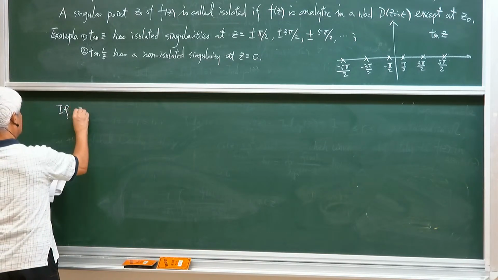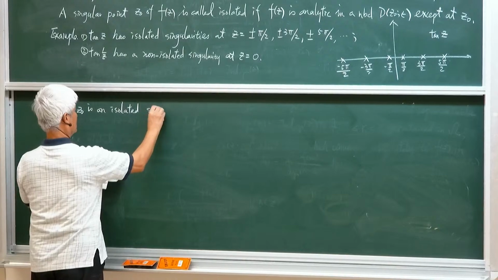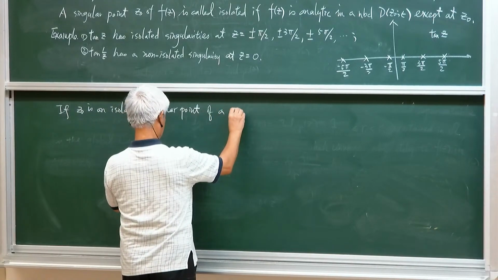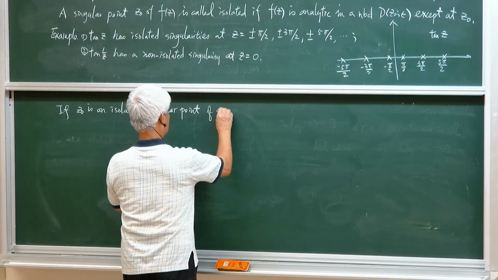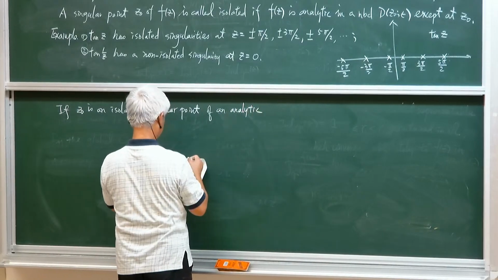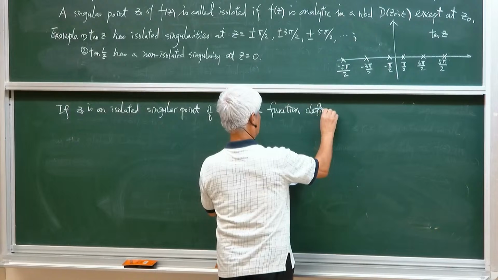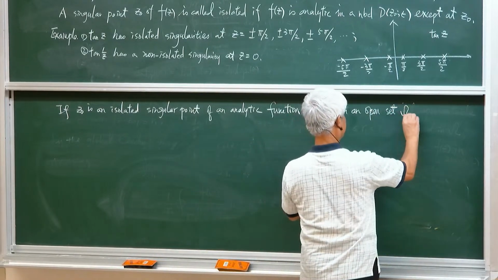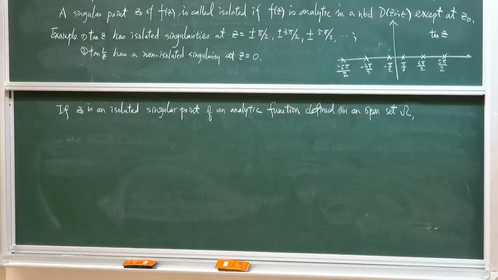Now if z0 is an isolated singular point of an analytic function defined in an open set omega, okay, so I think I found an error in my notes.